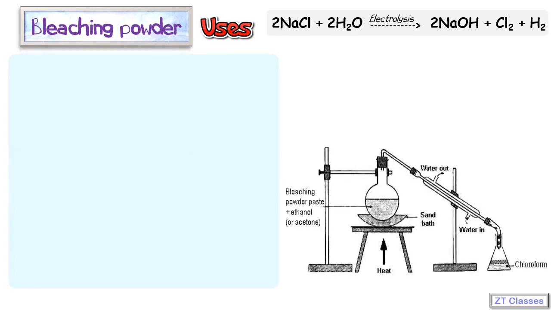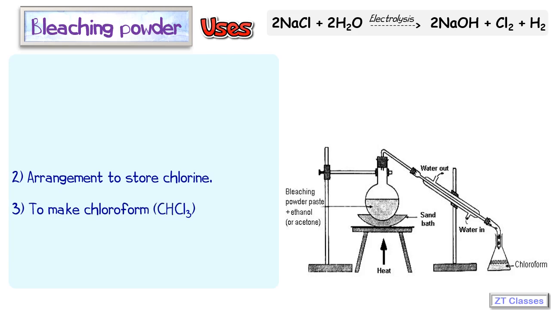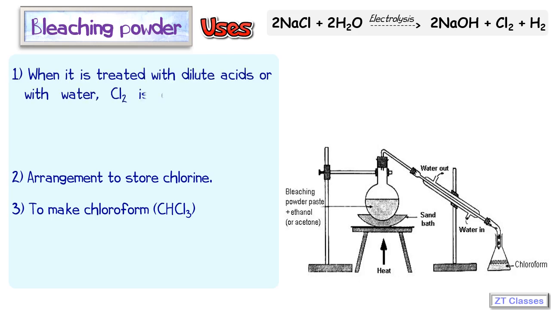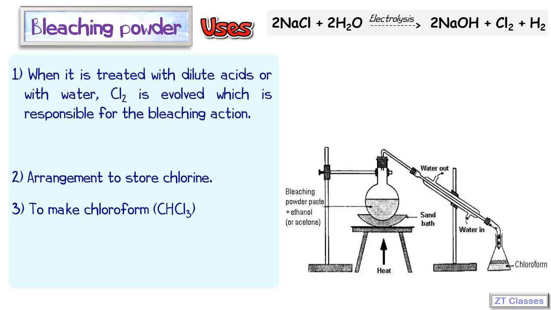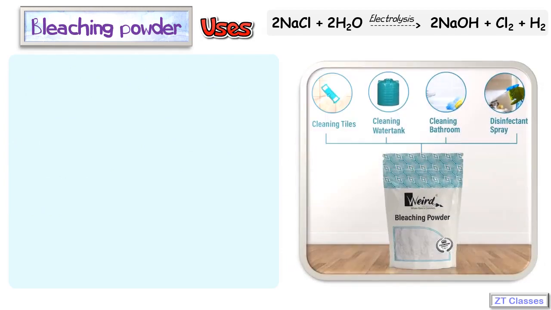So we have seen how bleaching powder on reaction with hydrochloric acid gives out chlorine gas. So we can say we can use bleaching powder as an alternate arrangement to store chlorine, readily available whenever we react it with acid. Another usage is for making chloroform. To make chloroform, bleaching powder is reacted with ethanol, and we will see the same reaction in our fourth chapter, carbon and its compounds. The last usage is for cleaning and disinfection.